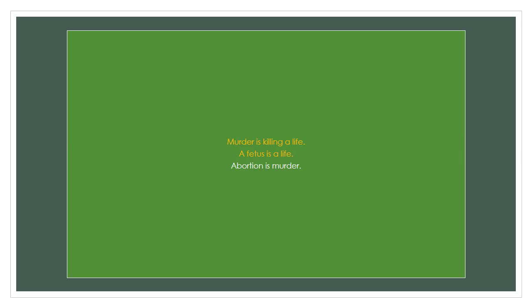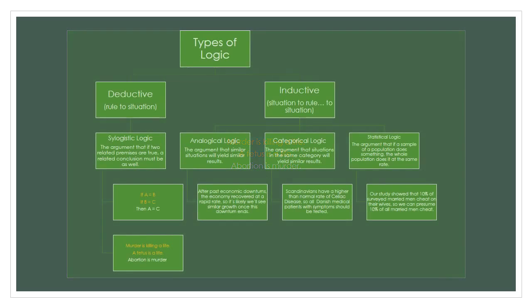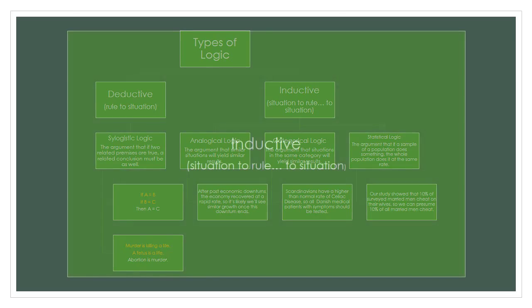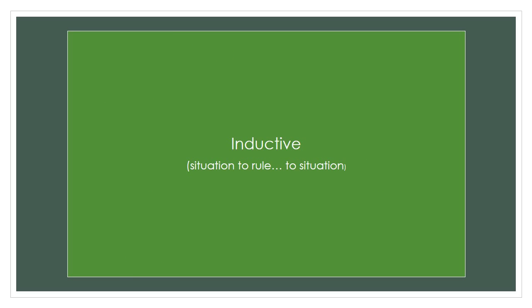It's really great if you can make this case and your premises are airtight. If your premises are airtight, your conclusion will be airtight and you can make a really solid argument. If not, you'll have some problems. Okay, the other half of this chart is focused on inductive reasoning. We'll take a look at that next.